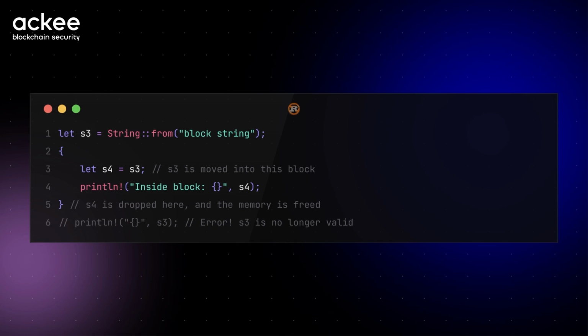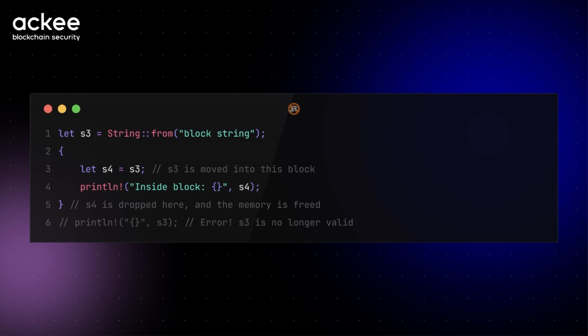I would like to mention that as the value is moved, the ownership changed. So on the first line, line 1, the owner of the string was variable S3. In the block, we move the owner of that string from S3 to S4. On line 4, we print the content of S4, and then, as the comments suggest, S4 is dropped here and the memory is freed.